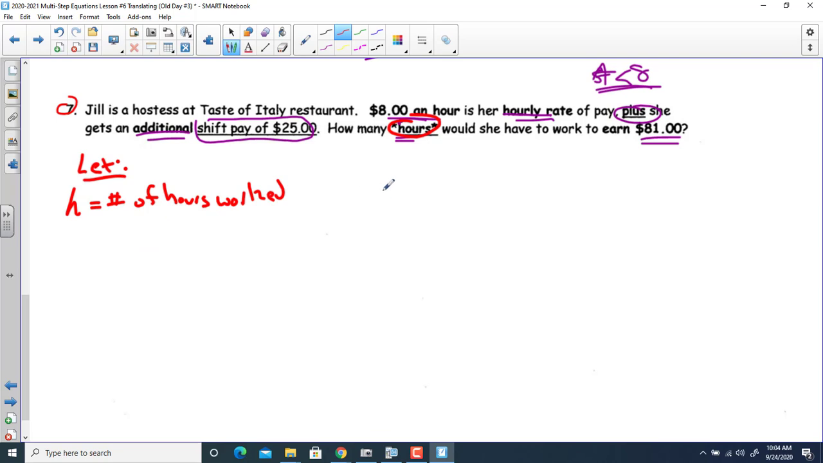And that's going to allow me to set up a relationship where I say she's getting $8 an hour, or per hour, that would indicate multiplication, 8 times H. Plus she gets a shift pay of $25, and that used to sound like a lot of money too. It doesn't anymore. If I had to update this, I'd probably say she gets $12 an hour, and I'd probably say she gets a shift pay of $50, and that would be more appropriate for where money is at right now. So $8 an hour plus 25. How long will she have to work to earn $81? We need this to be equal to 81.